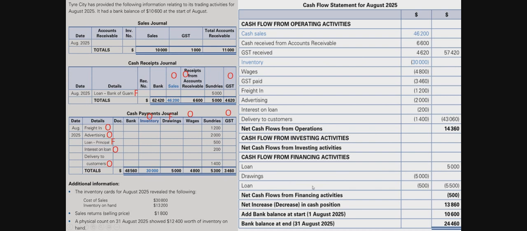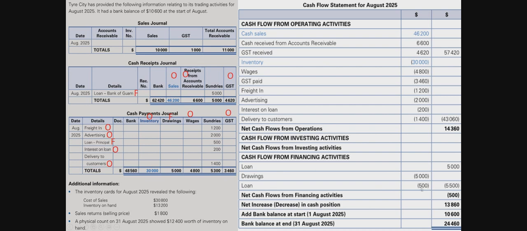Now, drawings and a loan are cash outflows, and they have to do with finance activities. So we have to add those two together to give us a grand total of $5,500 in cash outflows. In the end, our net cash from finance activities is the $5,000 take away the $5,500. This gives us negative $500.